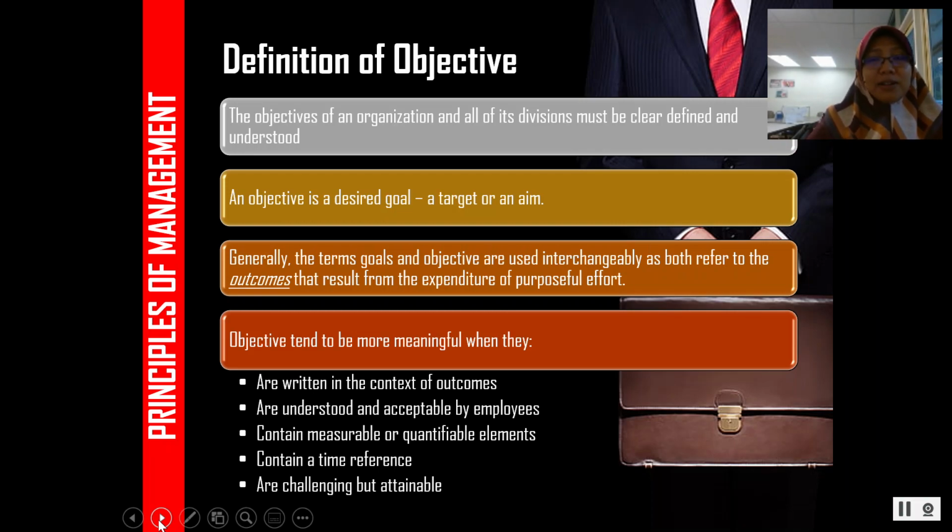Time reference, for example, how long you are going to take to achieve that objective, whether it is a long time reference, which is 2 to 3 years, or within 5 years. That one is what we call the long term, or the short term, maybe 1 year or within a year. And the last one, objectives tend to be more meaningful when they are challenging but attainable. So these are the first principle of management, which is the definition of objective.